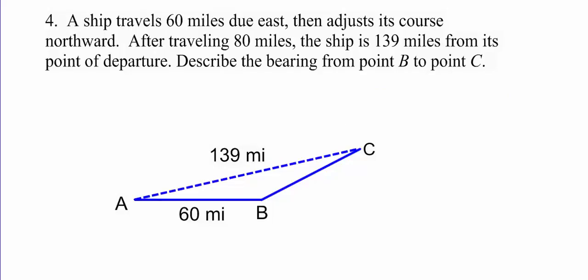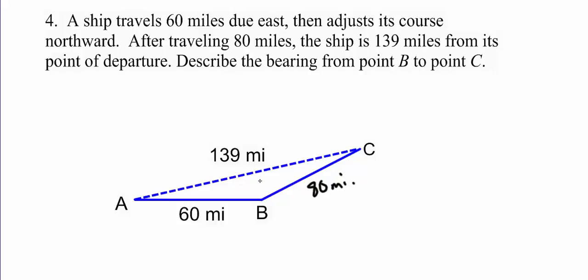I've already sketched some of that for you on your notes and on mine here as well. So a ship is traveling 60 miles due east and adjusts its course northward. I don't know why I didn't write the 80 on there, but here we'll add that in. There's 80 miles, all right? And after traveling 80 miles, the ship is 139 miles from its point of departure. Describe the bearing from point B to point C.